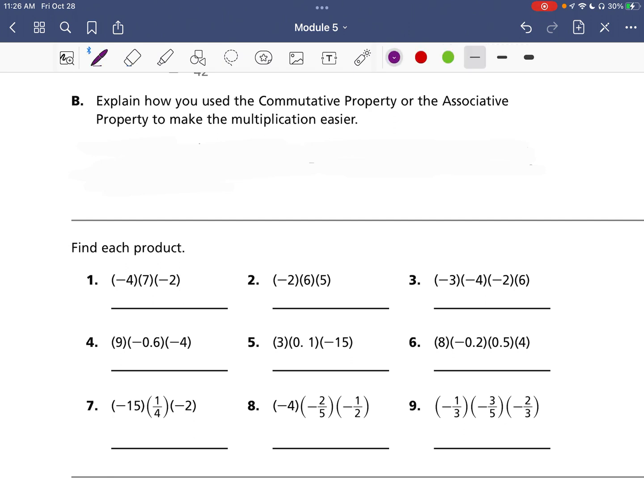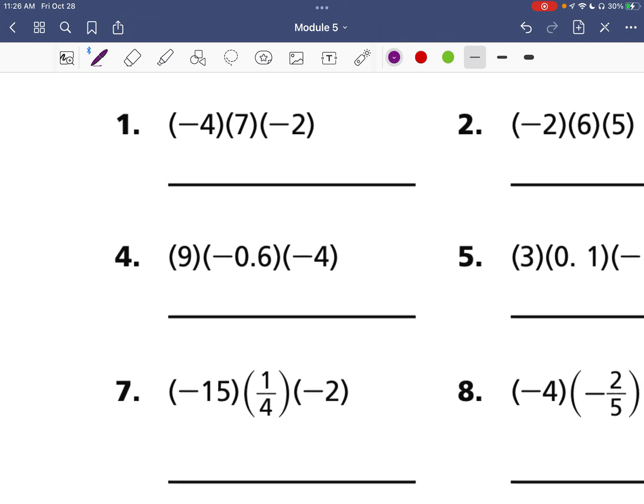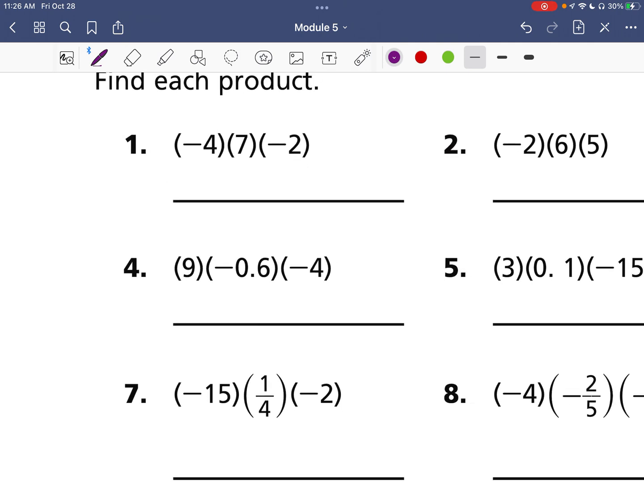Okay, so we're going to work through these three problems here. -4 times 7 times -2. So right off the bat, I recommend looking at your signs. Oh, sorry, that's a negative. Negative times a positive times a negative. What is our answer going to be? So we only have three things. So we need to start by doing our first two. So negative times a positive, that's going to be a negative.